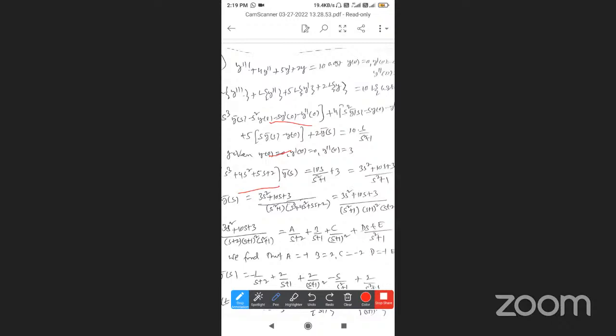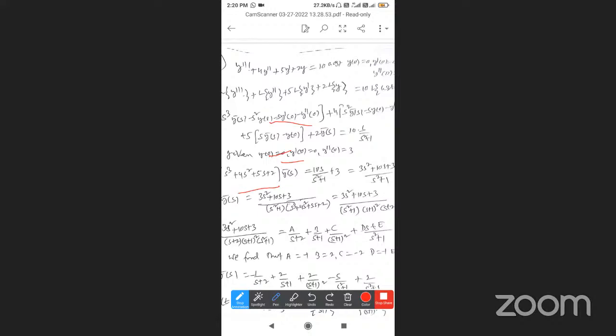So s cube plus 4s square plus 5s plus 2, into y bar of s, is equal to the right side part, which is 10s by s square plus 1, plus 3. After simplification we get 3s square plus 10s plus 3 by s square plus 1. So y bar of s is equal to the right side part.